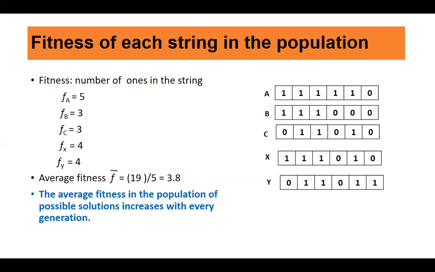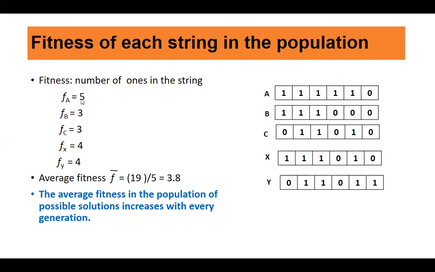Let us look at a simple example just to show you how we calculate the fitness. Fitness is nothing but the number of ones in the string. This is our previous example, our population of strings. Now, fitness of string A: how many ones are there in A? You count it: 1, 2, 3, 4, 5. There are 5 ones, so the fitness of string A is 5.